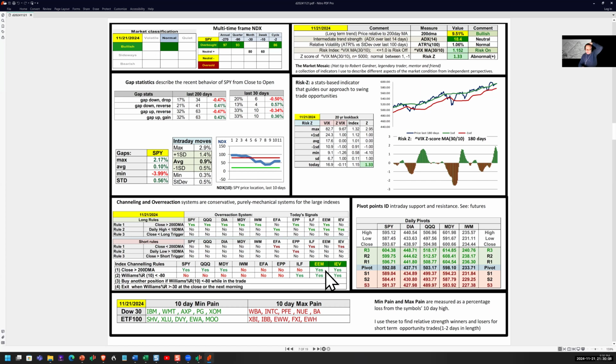Emerging markets and Europe still buy on dip opportunities. Walmart was really strong today. If you look at the 10-day min pain, these are the things that are dominating. Old school tech, Walmart, American Express, Procter, and Exxon Mobil. You got some weak tech down in here, but it's Main Street right now. Things like U.S. Steel, International Paper, Walmart, conservative large caps.